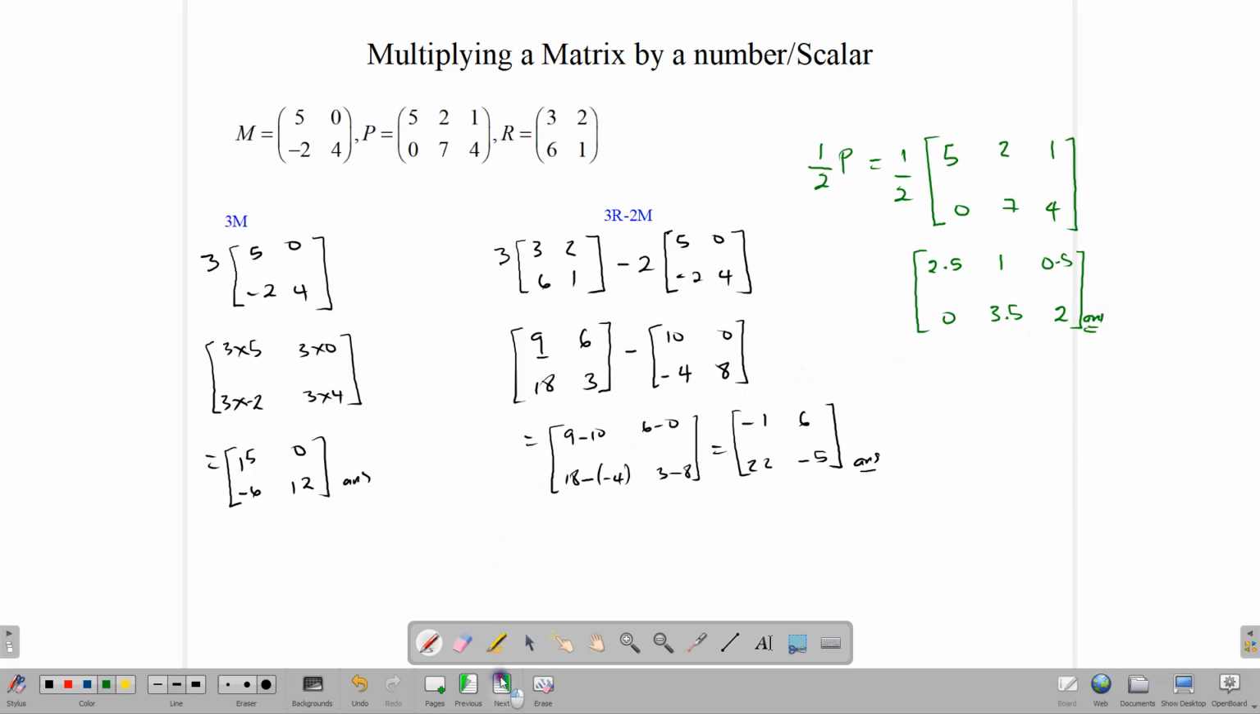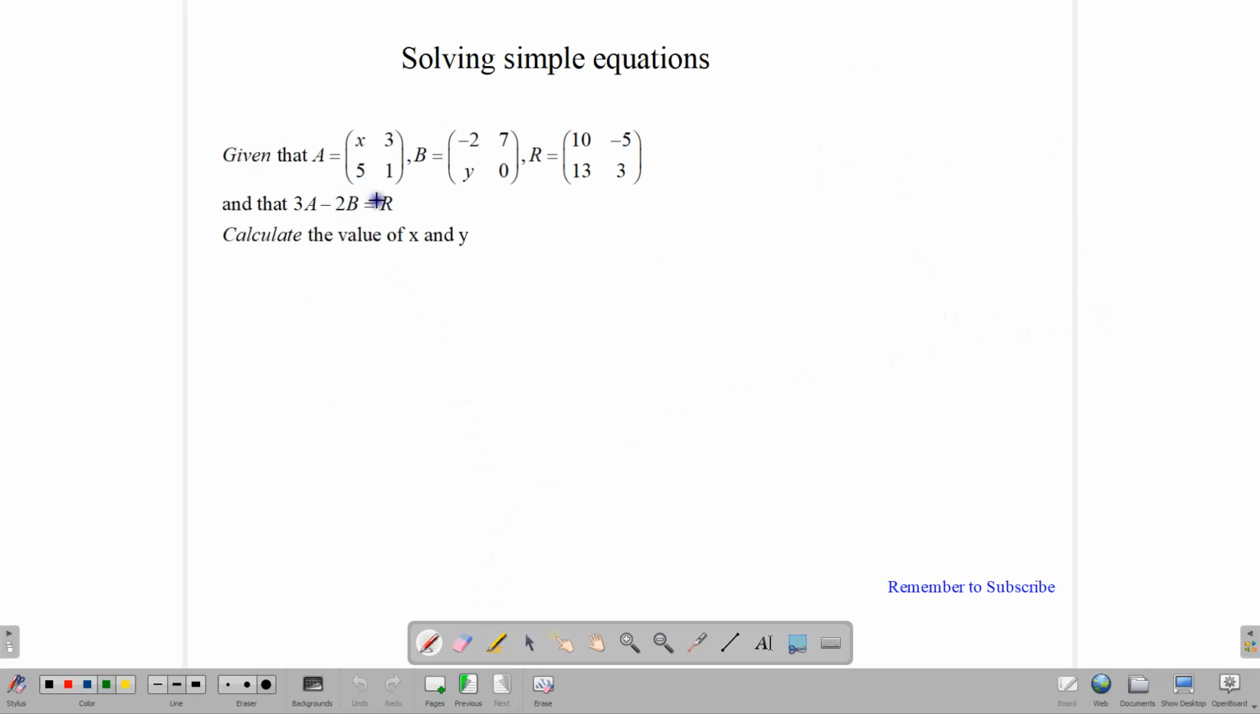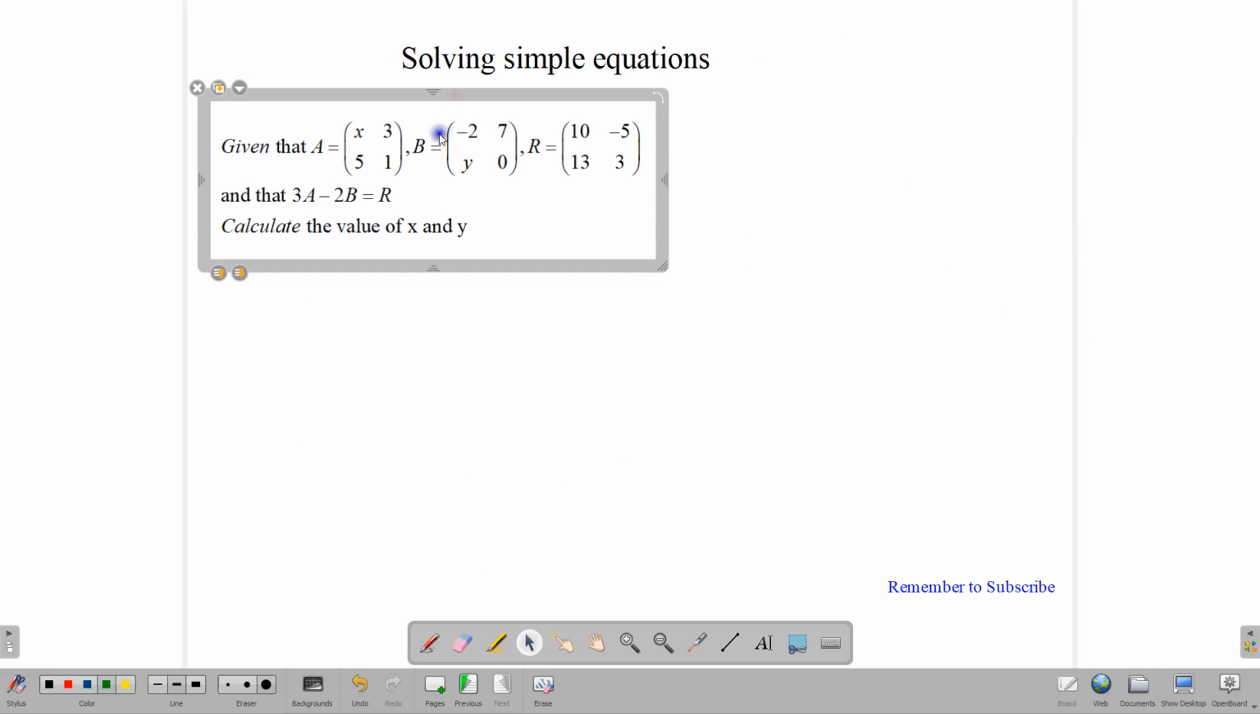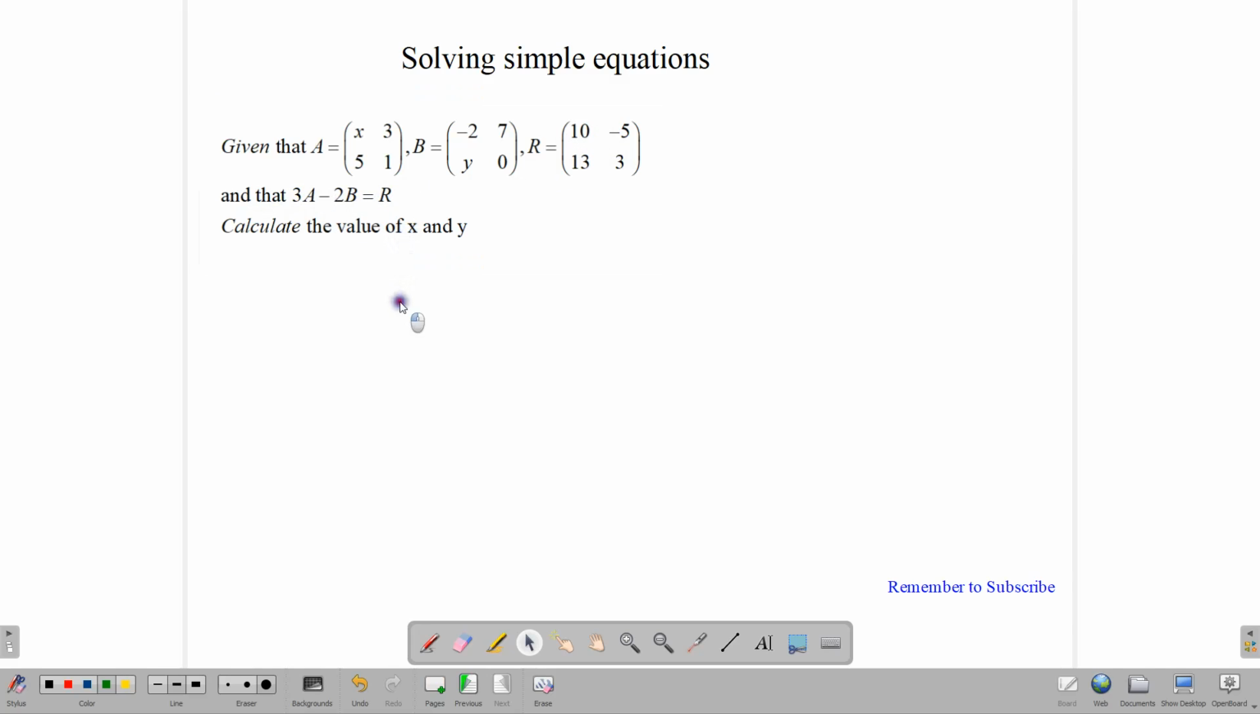Now we're going to look at a question that uses scalar multiplication and mixes in a couple of unknowns to solve an equation. We are told that A is [x, 3; 5, 1], B is [-2, 7; y, 0], and R is [10, -5; 13, 3]. We are supposed to use that information, along with 3A minus 2B equals R, to calculate the values of x and y.